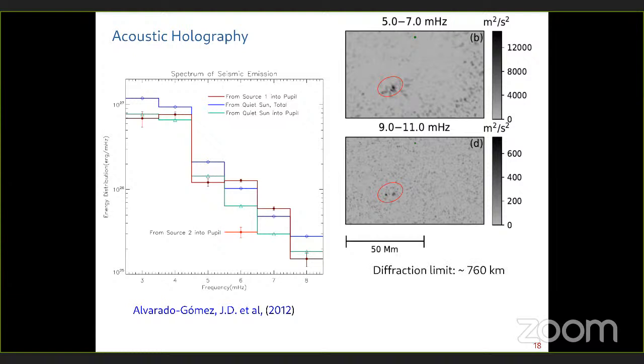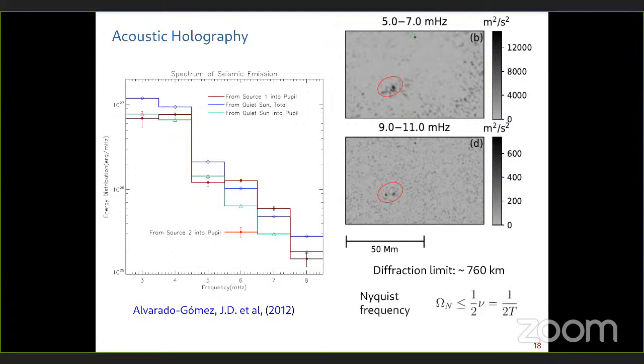This brings a lot of good prospects regarding the study of these sources, because now we have a diffraction limit of about 760 kilometers, which in area with this pupil is 3 times better than what we have by analyzing these seismic features between 5 and 7 millihertz.